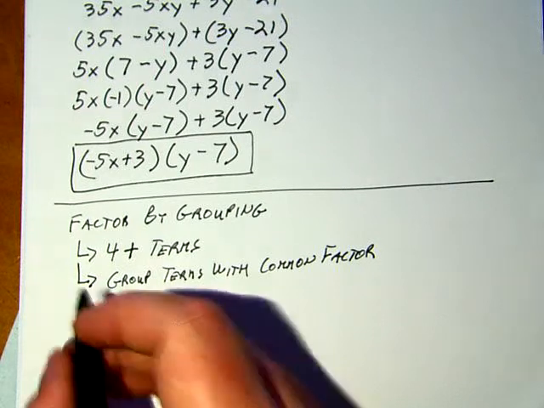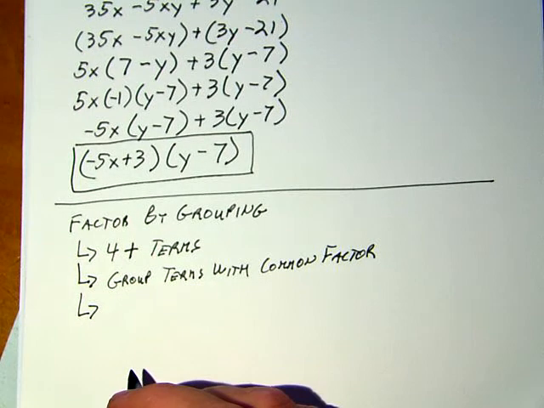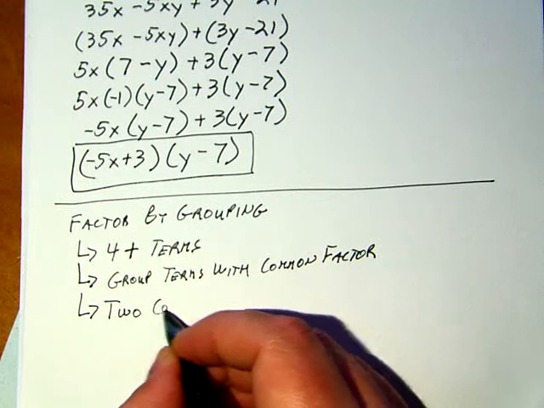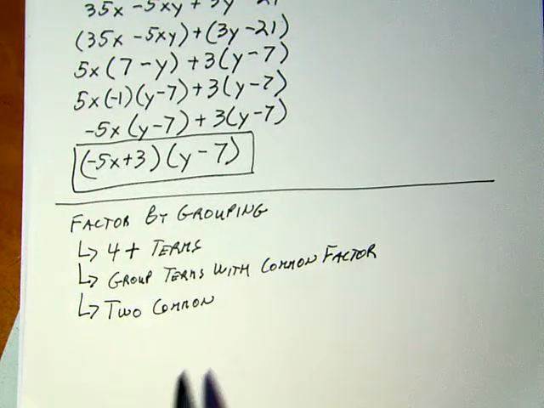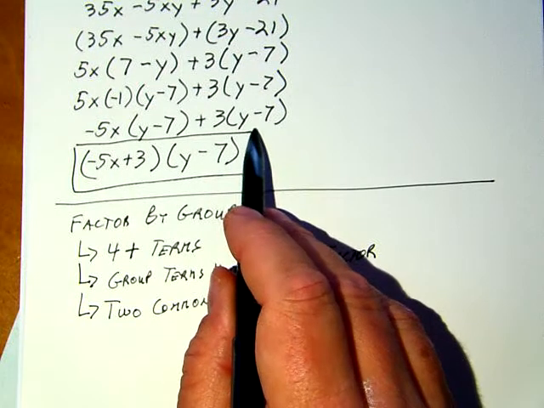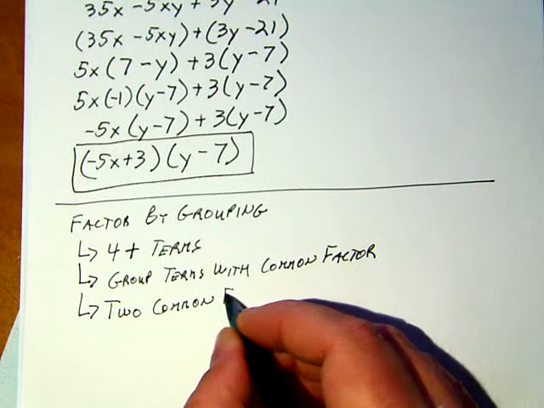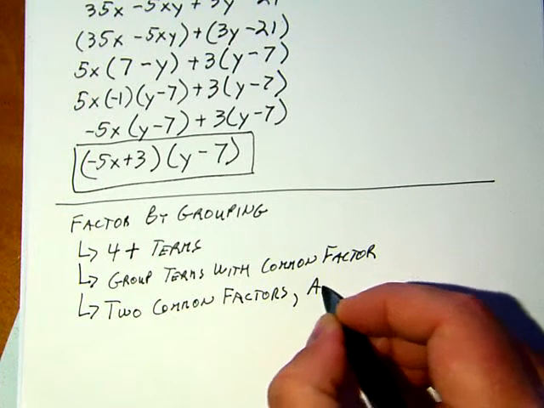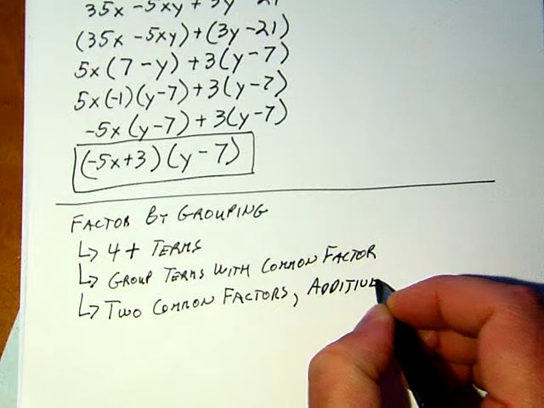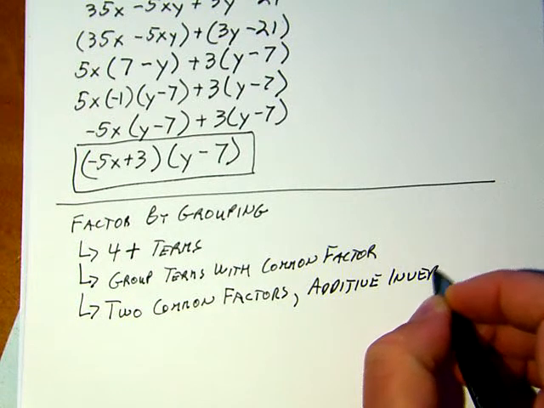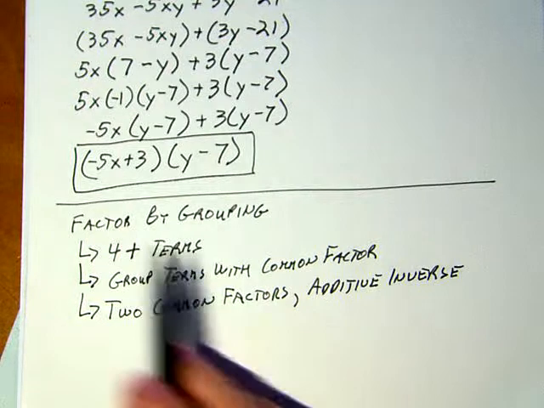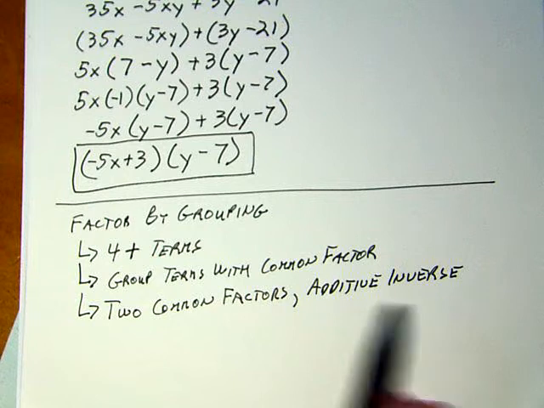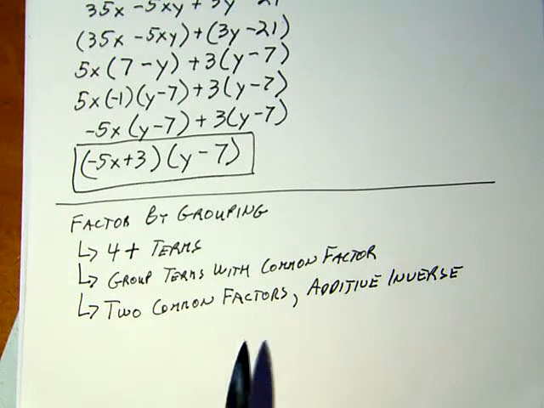Okay? And finally, look for 2 common factors. In other words, the y minus 7 times the y minus 7, or look for additive inverses, so that you can replace one of the 2 factors of the additive inverse with the negative 1 version of it, and then you have common factors again. And that's how you factor by grouping.